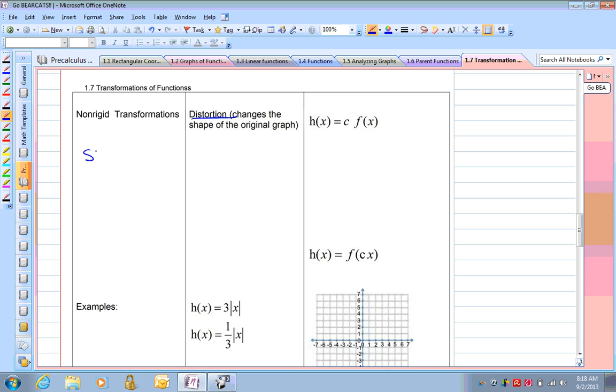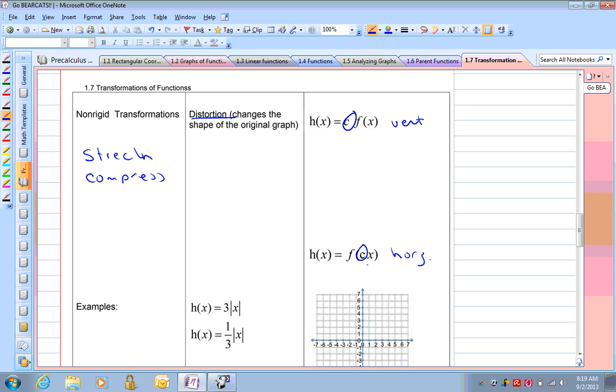We have where we stretch a graph or we compress. We stretch or we compress a graph. Okay, again, notice that we have this non-rigid transformation. It looks like multiplication, c times f of x. So we have one here and we have one here. And it does look like we're multiplying things, and we are sort of multiplying things. Notice that this one at the top is not with the x value, so this is going to be vertical stretch or compression, and the one at the bottom is with the x value, so it'll be horizontal stretch or compression.